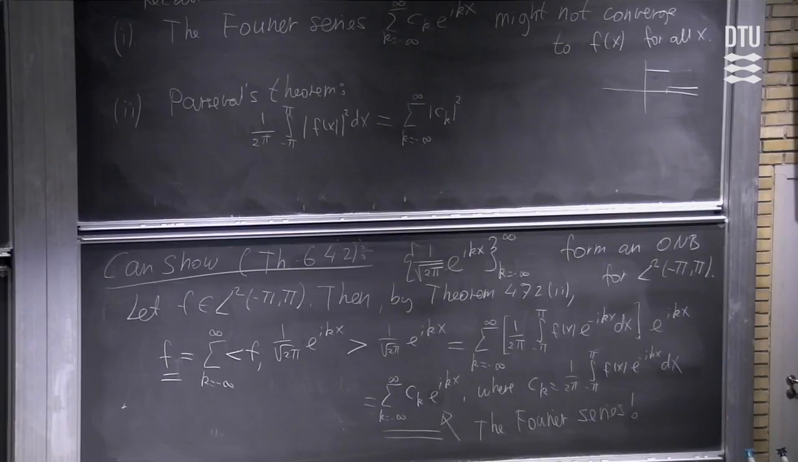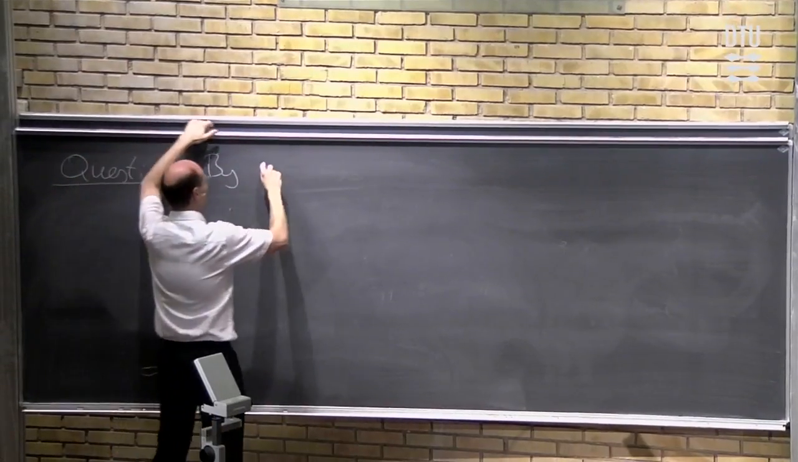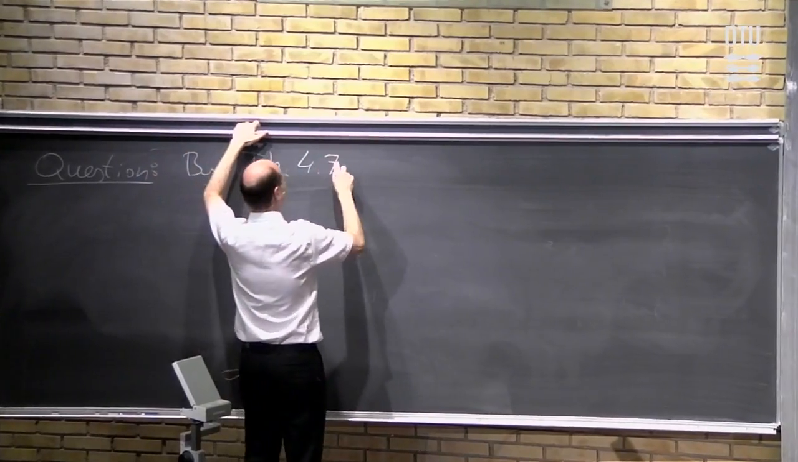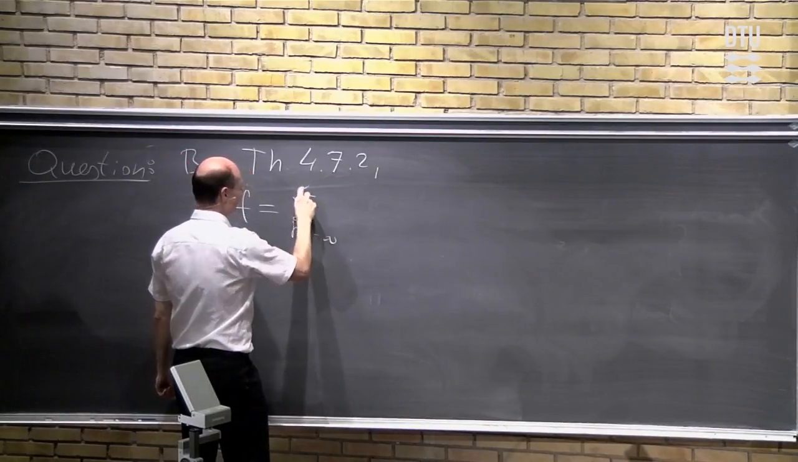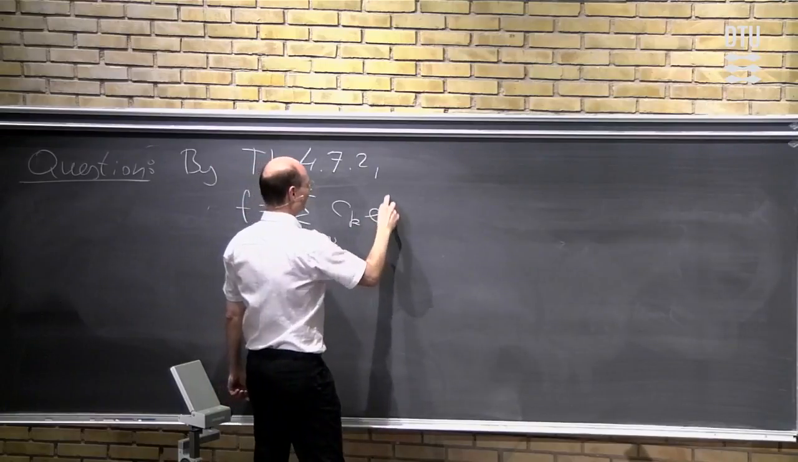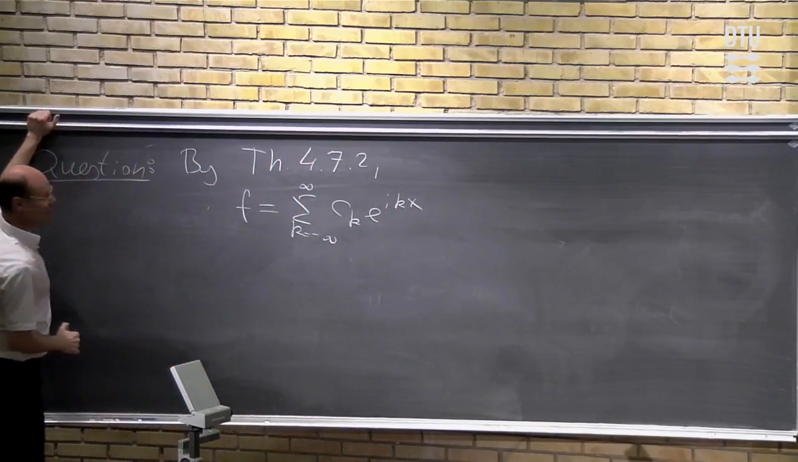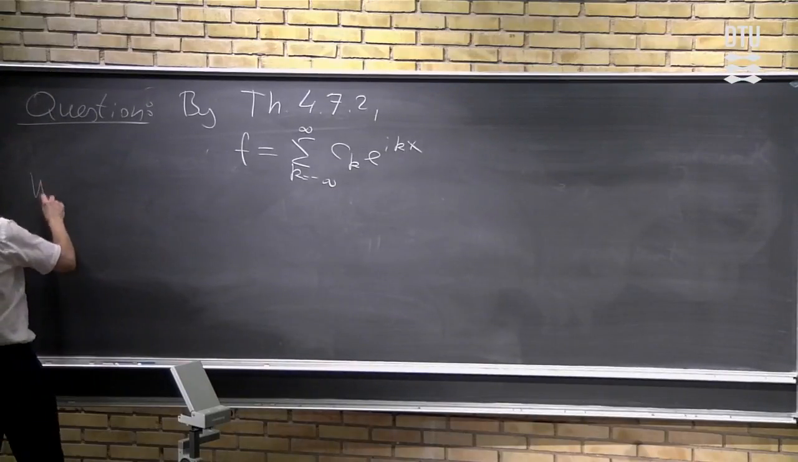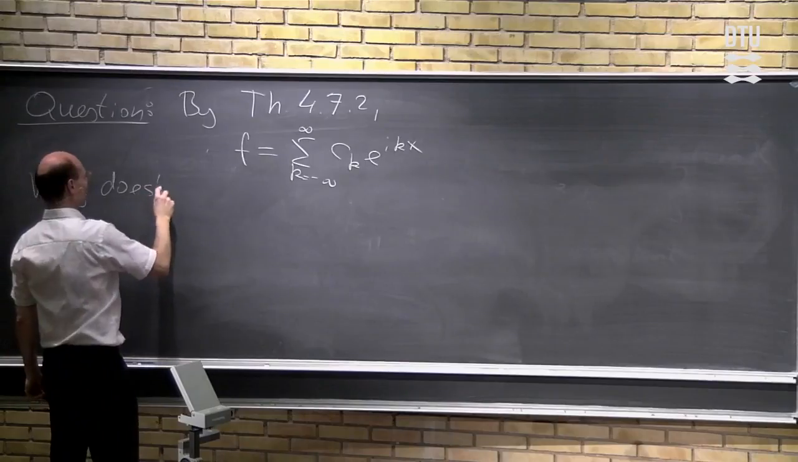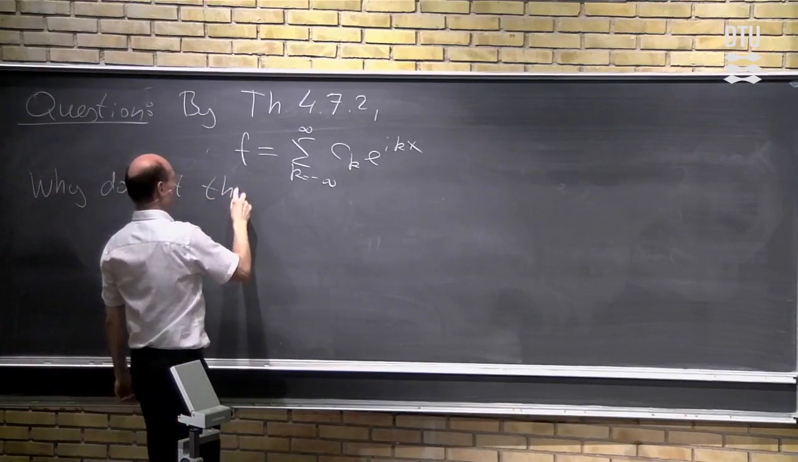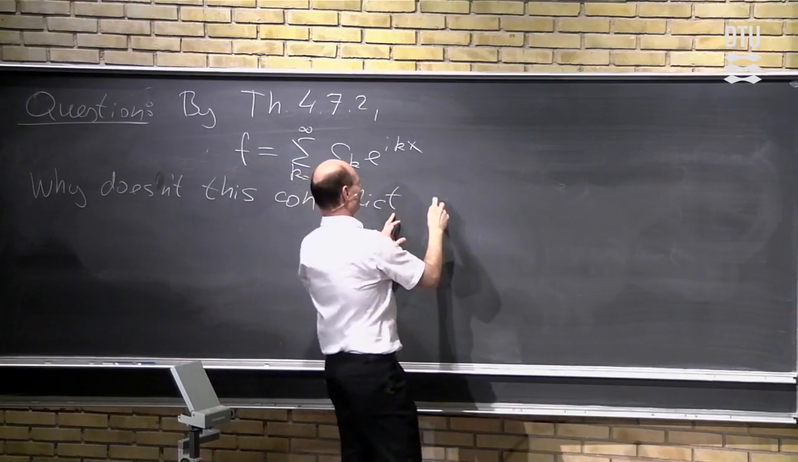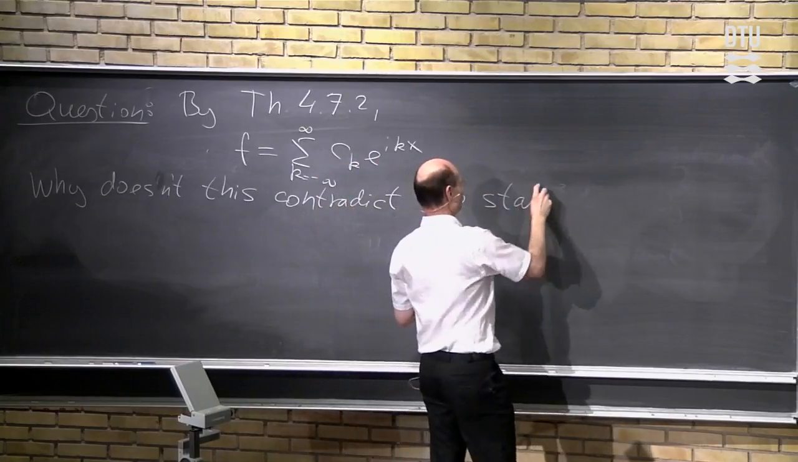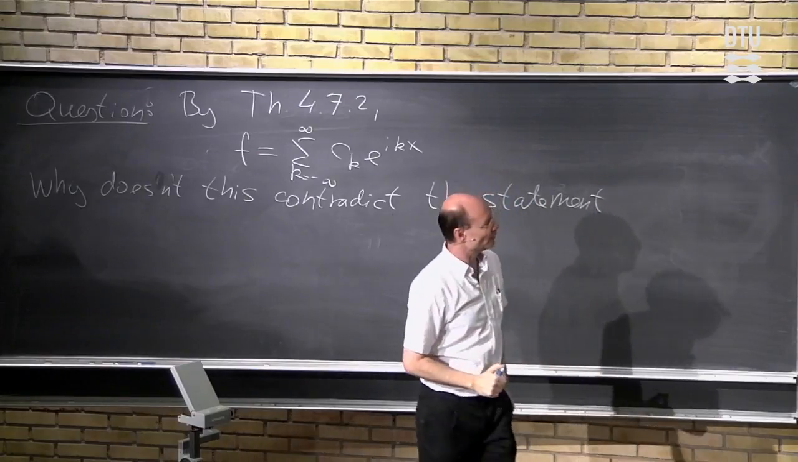So let's formulate it as a question. So by our theorem, we know that f is equal to the sum from k equal to minus infinity to infinity, c_k e to the i k x. And the question is, why does this not contradict mathematics 2? So contradict the statement 2. Or it was not number 2, it was number 1.